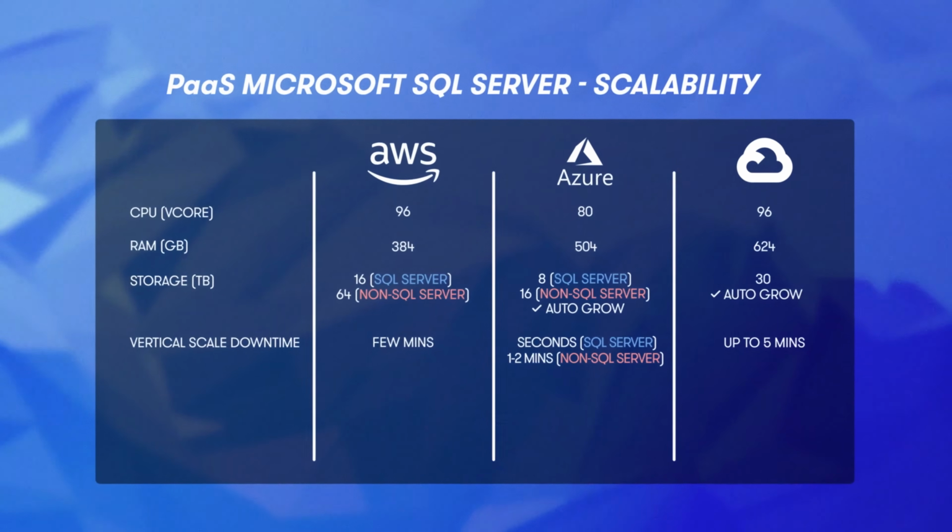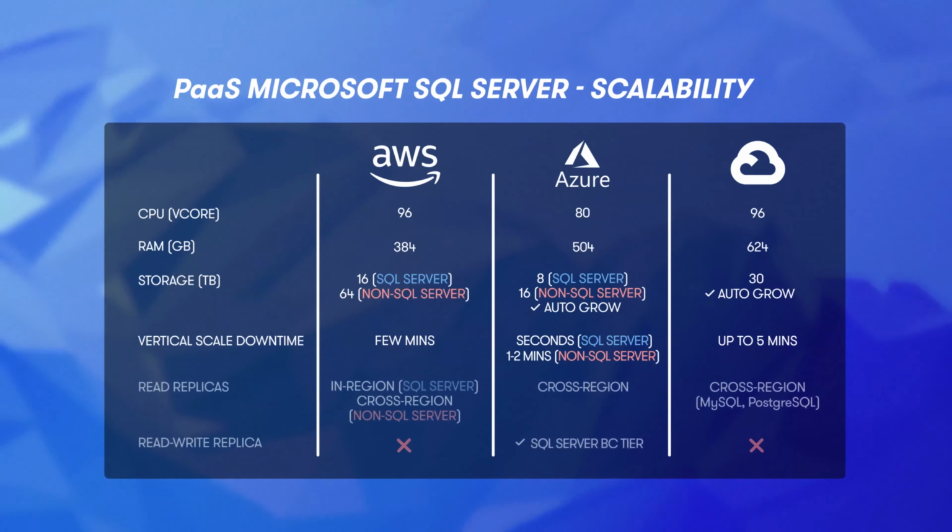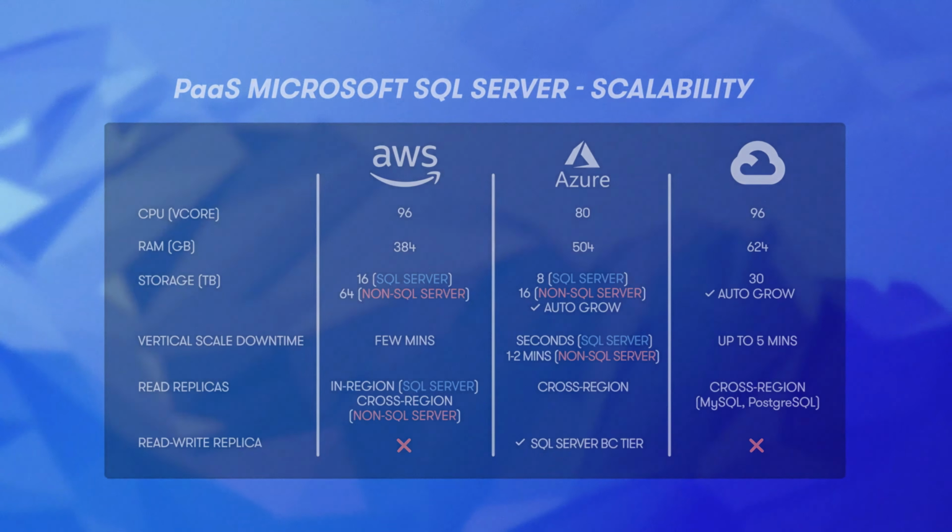Vertical scaling is where GCP shines. You can scale to a monster database, and maintenance is reduced since it will automatically grow your storage for you across all database engines. Azure stands out in terms of horizontal scaling, with cross-region read replicas for all database engines and read-write replicas in their business-critical tier of SQL Managed Instance.